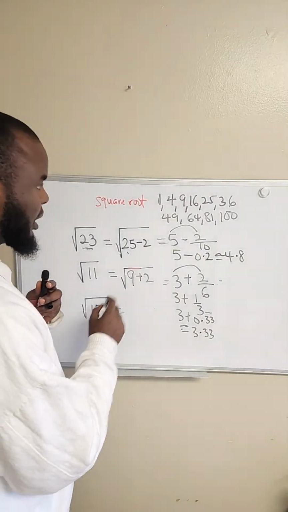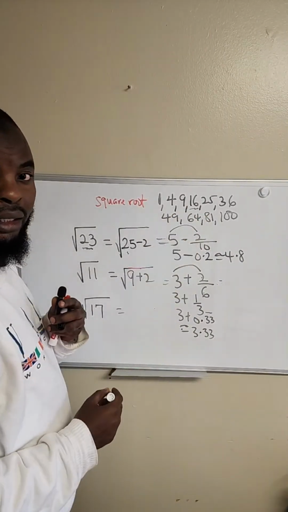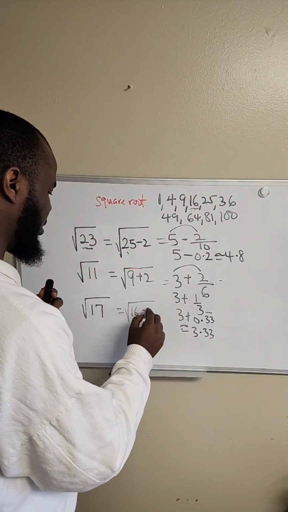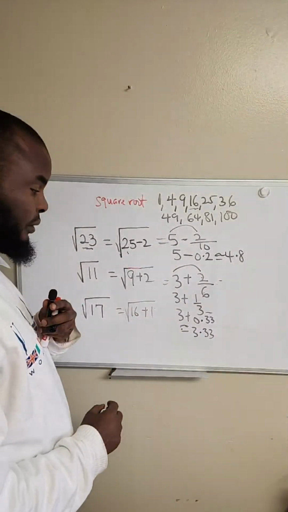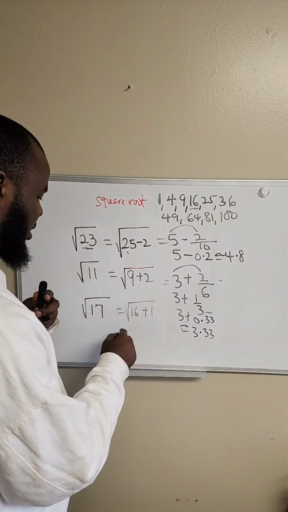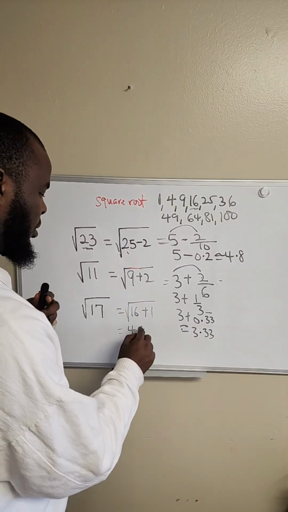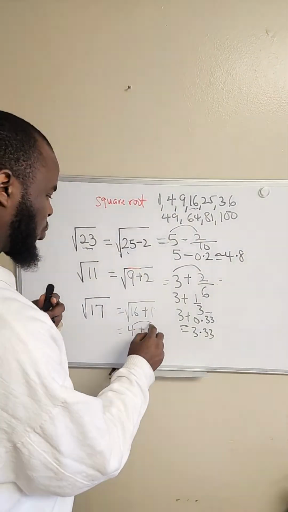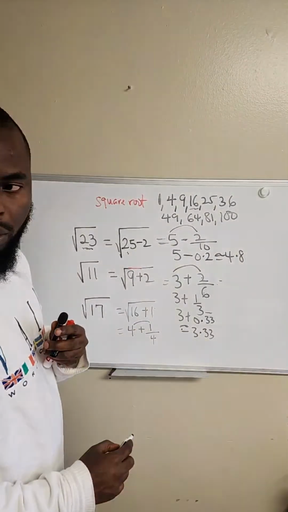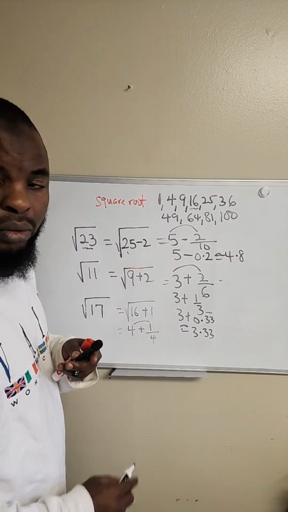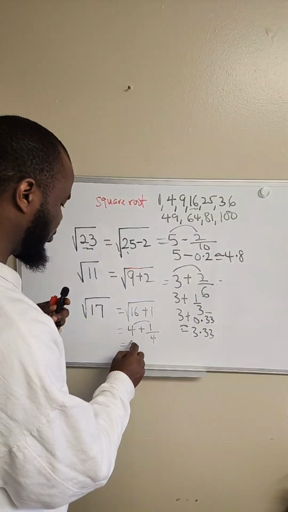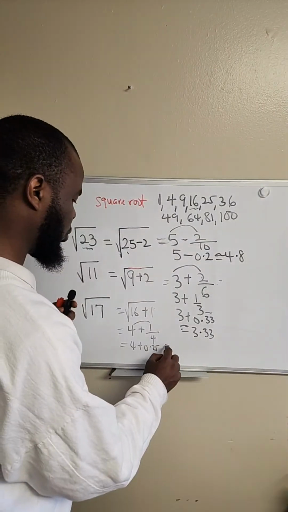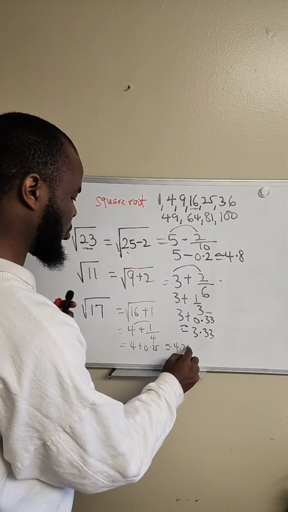So here, for 17, you can see that the closest perfect square is 16. That is the closest, which is 16 plus 1, right? So the square root of 16 is 4, plus 1 divided by what? 4 times 1 is 4. So here we have 4 plus 1 over 4 is 0.25. So this should be approximately 4.25.